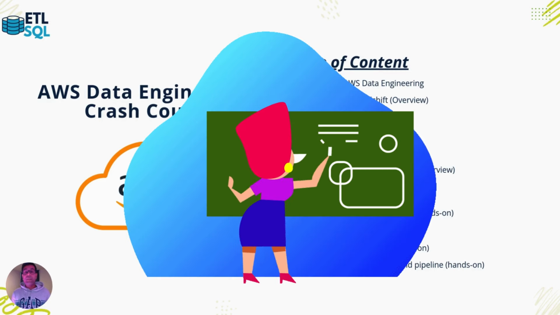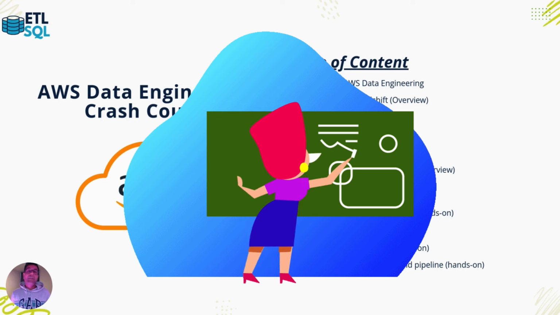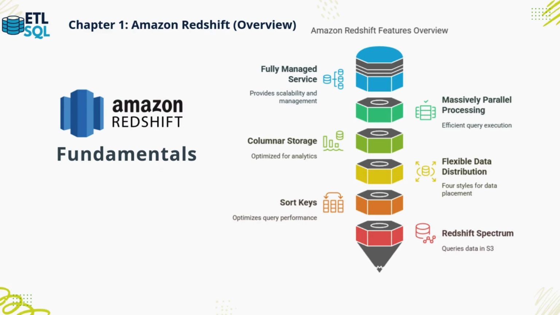Ready to dive into the AWS ecosystem? Let's start with Amazon Redshift, one of the most powerful data warehouse solutions from AWS. Let me walk you through its key features. First, let's understand the fully managed service aspect of Redshift. What this means is that AWS handles all scaling, management, and maintenance operations. This allows you to focus on your core business requirements.